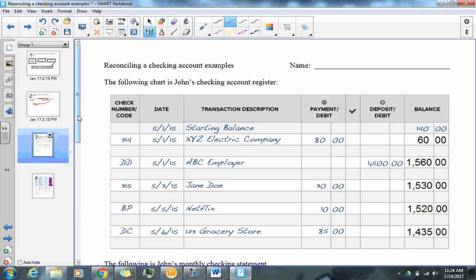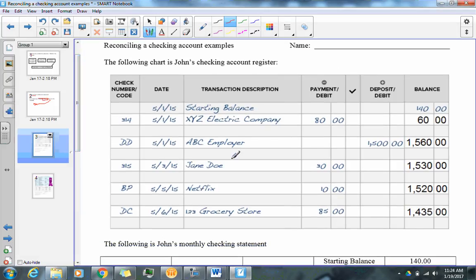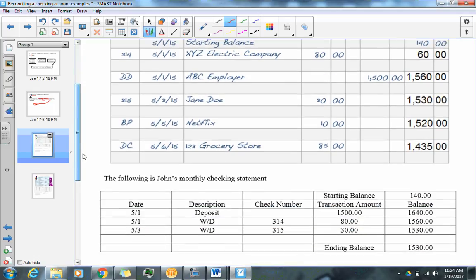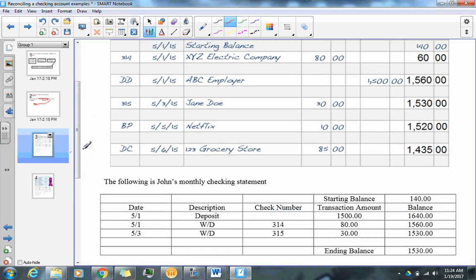Now, what we're looking at here is a check register. Notice all the transactions, all the checks that he's made versus all the deposits he's made. And when we scroll down, we have his monthly checking statement. So what we're going to do is take all of this information, these rows here, and check off everything that's in his banking register.